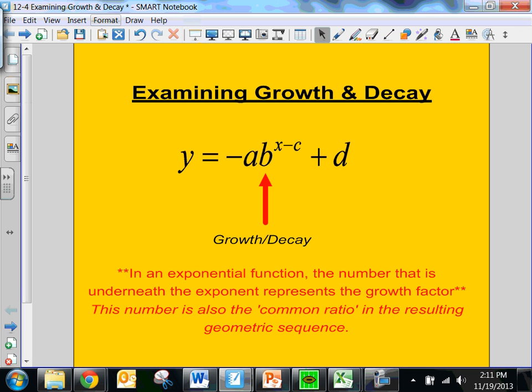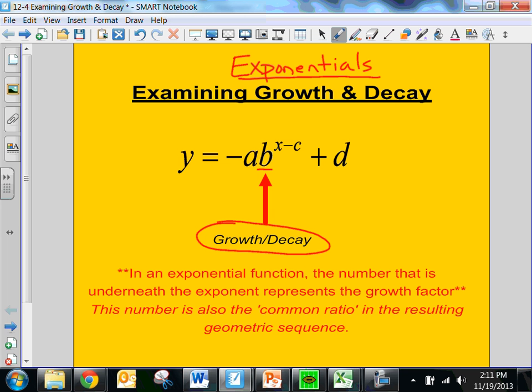Okay, this video is about examining growth and decay, specifically with exponentials. We're continuing our work with exponentials, specifically with growth and decay. So you remember that b is the growth and decay. It tells whether it's growth or decay. If it's growth, then it's greater than 1.